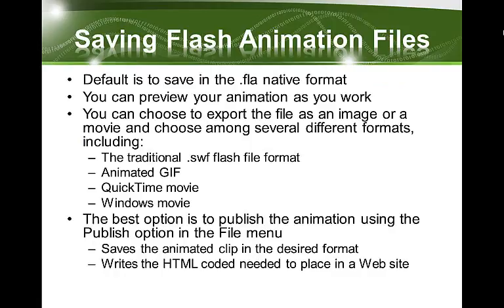The default is to save in the FLA or native format. You can preview your animations as you work, and you can choose to export the file as an image or as a movie, and choose among several different formats, including the traditional SWF Flash file format, animated GIF, QuickTime Movie, and Windows Movie. The best option is to publish the animation using the Publish option in the File menu. It saves the animation clip in the desired format and writes the HTML code needed to place it in a website.